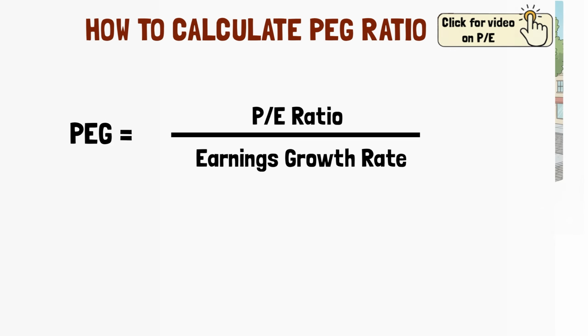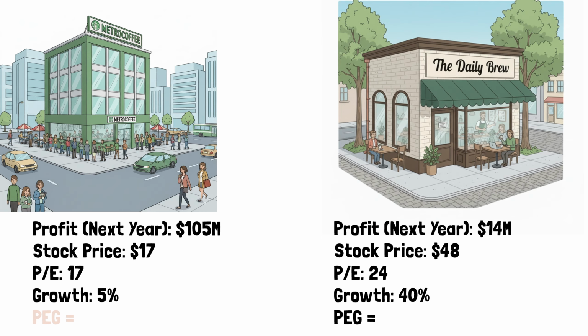Let's calculate PEG ratio for both companies. Metro Coffee, PE of 17 over 5% growth equals 3.4. Daily Brew, PE of 24 over 40% growth equals PEG of 0.6. Now we see the complete picture. Even though Daily Brew has a higher PE ratio, it has a much lower PEG ratio. You are actually paying less per unit of growth with Daily Brew than with Metro Coffee.